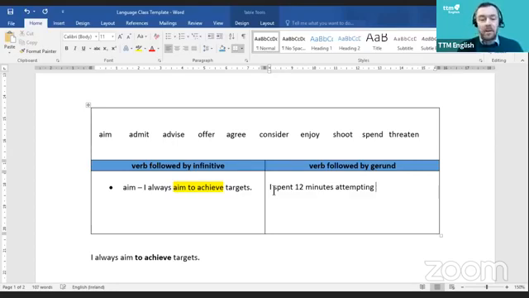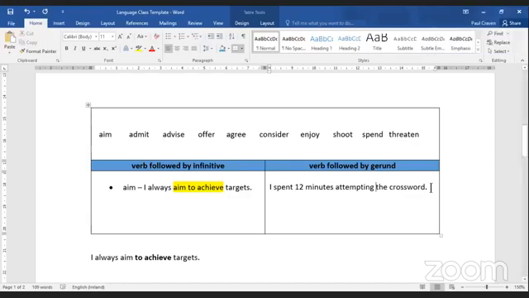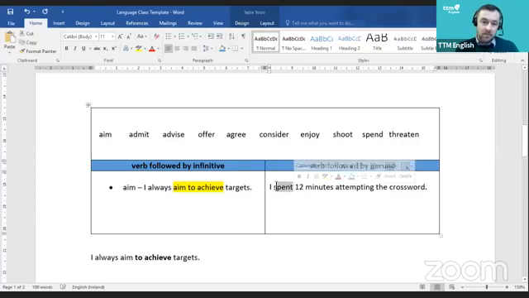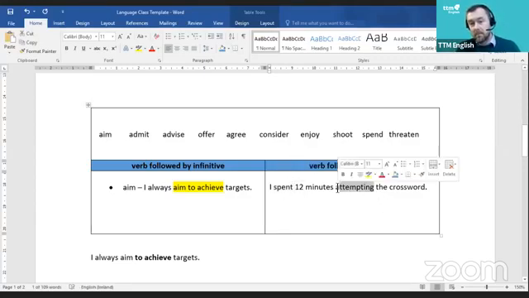Attempting, yes, but it could be attempting the crossword. Now, what you're talking about there, if I put attempting to do something, it starts becoming more complex. So we'll look at that tomorrow, okay? That's more of a verb chain. Okay, so I spent 12 minutes attempting the crossword. So in this case, spend, we've got attempting. It's a strange one, but it happens.